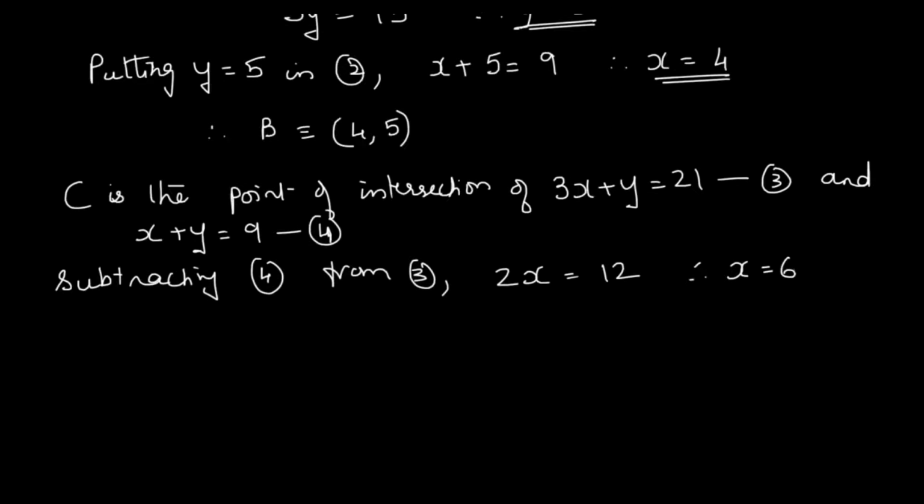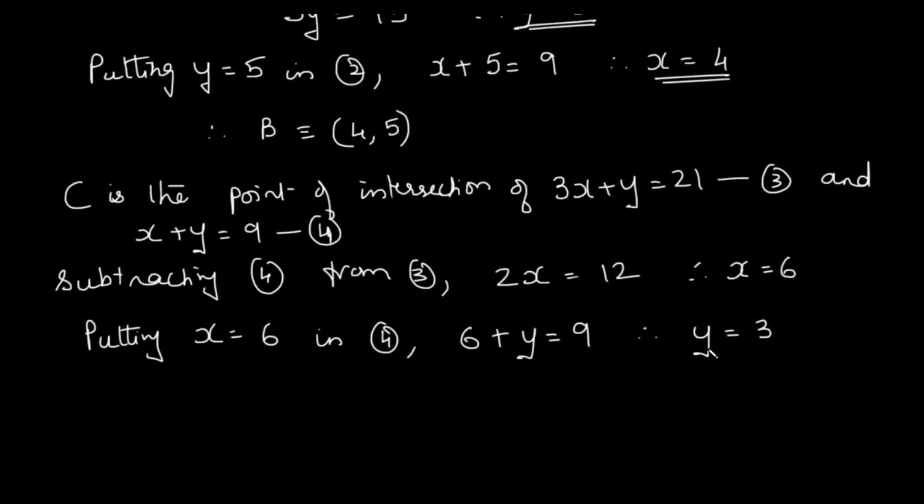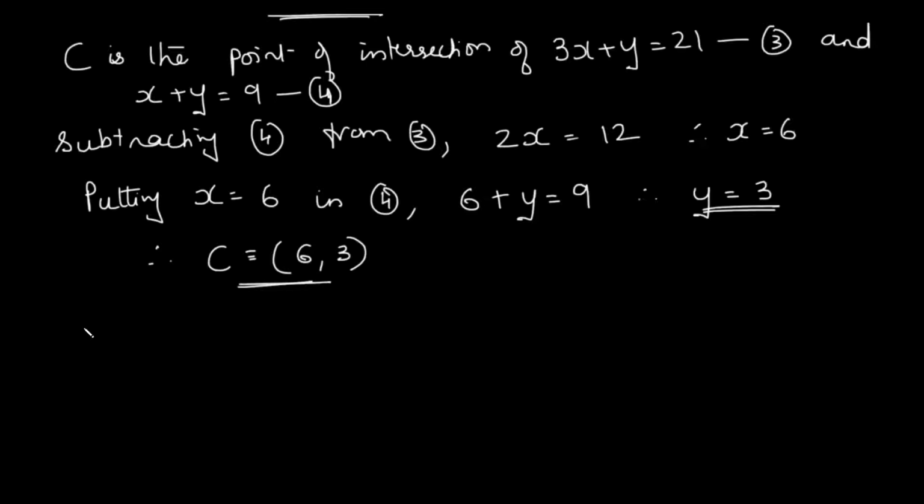Now putting x is equal to 6 in equation 4, we have 6 plus y is equal to 9, and therefore y comes out as 3. And therefore the coordinates of C are 6, 3. So thus we got the values for B and C also. Now we can take our objective function and put all these values in the objective function.